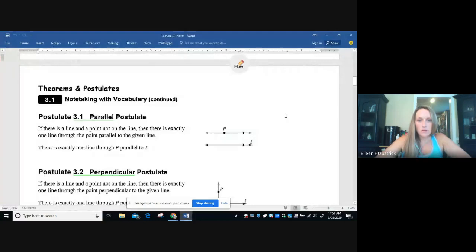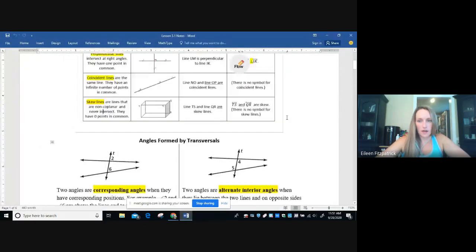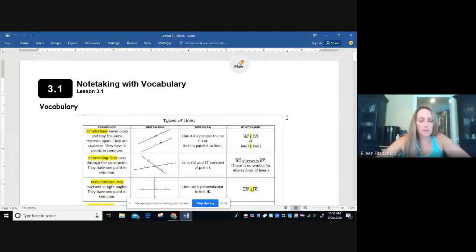Okay. So in chapter 3, we're going to be talking about all different types of lines. We have some vocabulary to get us started. First, we have parallel lines. You can see the characteristics, the definition, the diagram, what you can say, and then how you can write it.